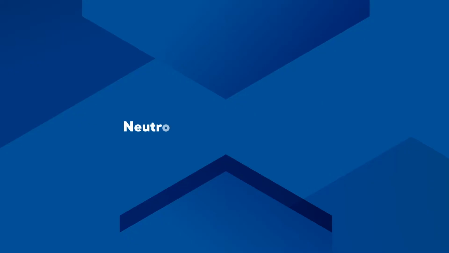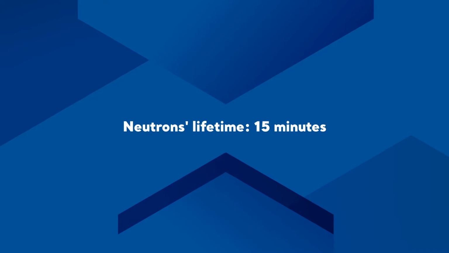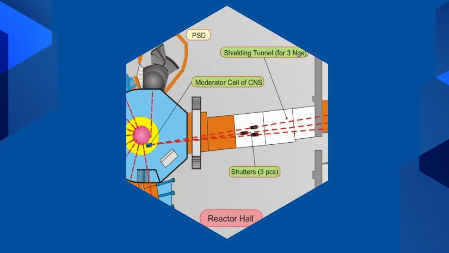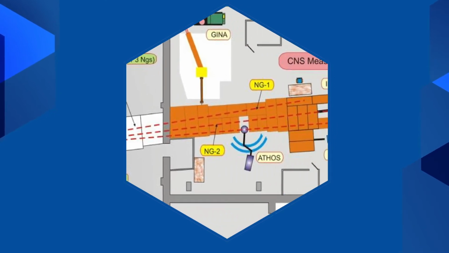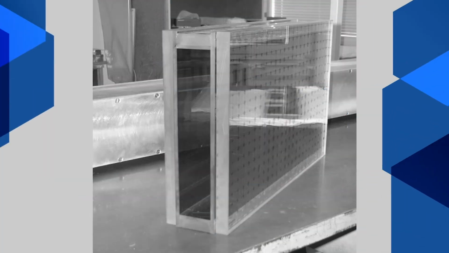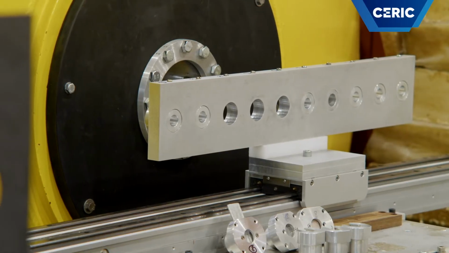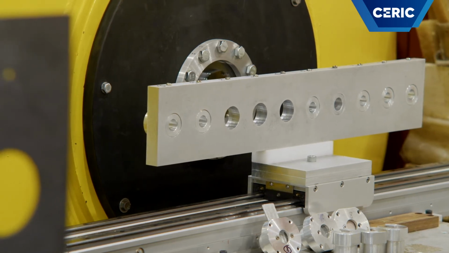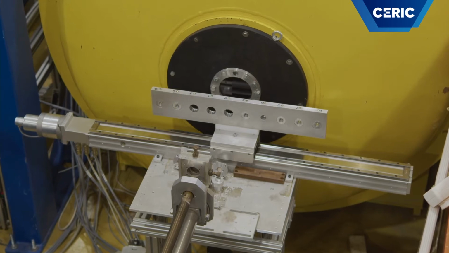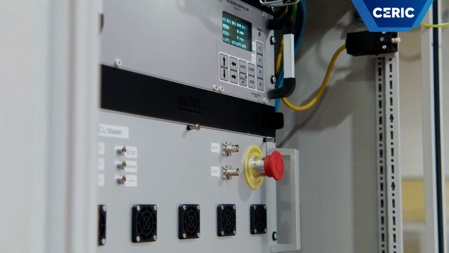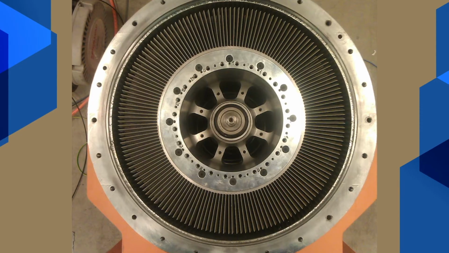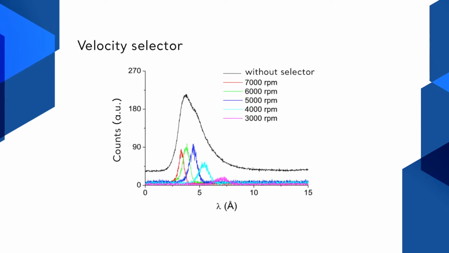The lifetime of the neutrons is about 15 minutes and their velocity is around 1000 meters per second. They travel to the instrument through a 25-meter-long neutron guide made of nickel-titanium-coated supermirrors. Their low energies or high wavelengths and their lack of charge allow them to penetrate deeply inside the matter. The proper wavelength or proper speed neutrons are selected by a velocity selector located in the reactor hole.